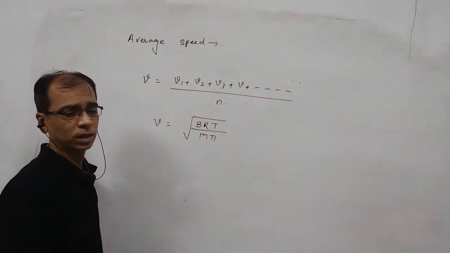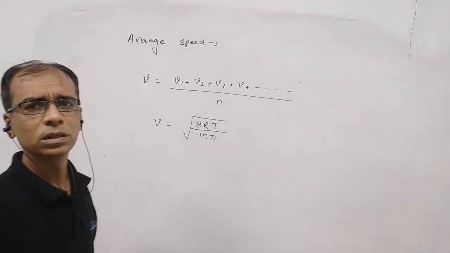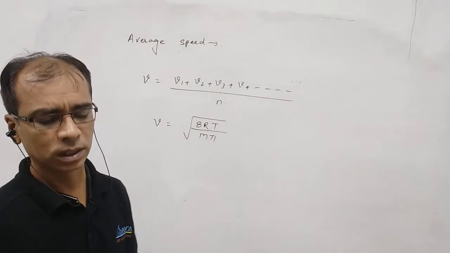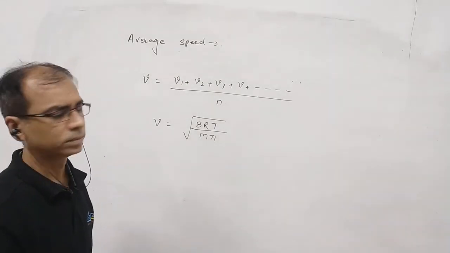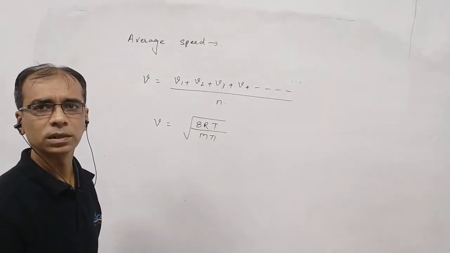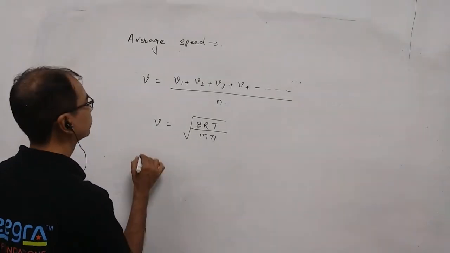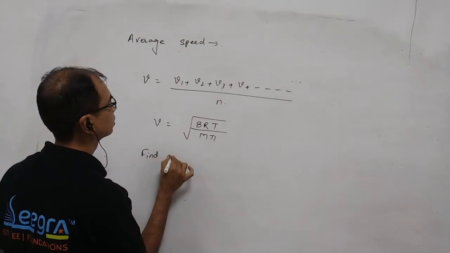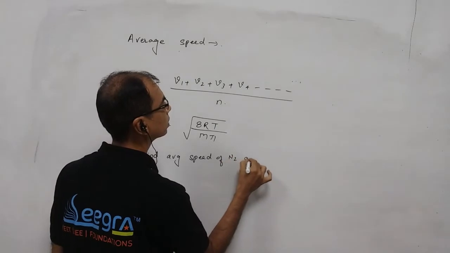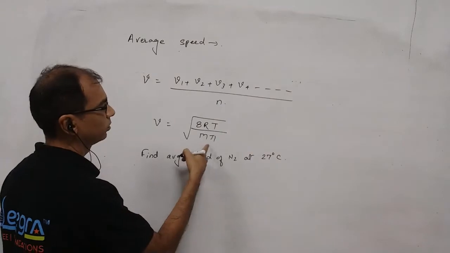What kind of questions can be there on this particular formula? Simple calculation based questions will be there, nothing more. So let's see if I give you one of the questions on that. Find the average speed of nitrogen at 27 degrees centigrade. The similar thing we did in RMS also. So what is he asking? Find average speed of nitrogen at 27 degrees centigrade. Now the average speed formula we already have.